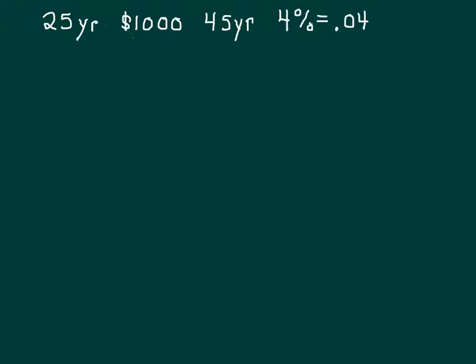And it's compounded annually, and this person retires at the age of 70 years. Okay? So from 25 to 70 years. How much money will be in the account when the person retires?